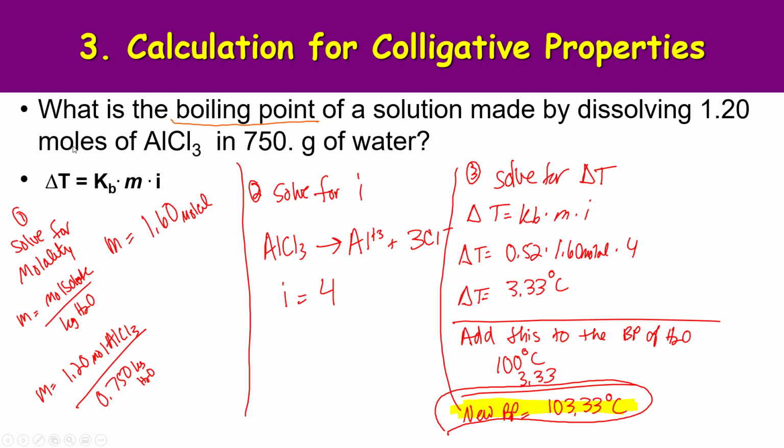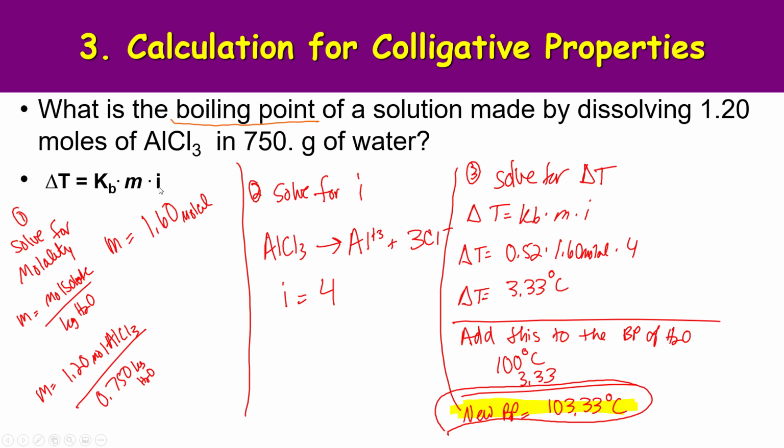First thing I had to do was decode the question, and I saw I was given moles, and I was given my mass of water, and I know I need molality for this. In order to solve for molality, first thing I got to do is turn that 750 grams into kilograms. So when I set up my molal calculation, it's 1.20 moles of aluminum chloride over 0.750 kilograms of water. And to three significant figures, that gets me 1.60 molal.